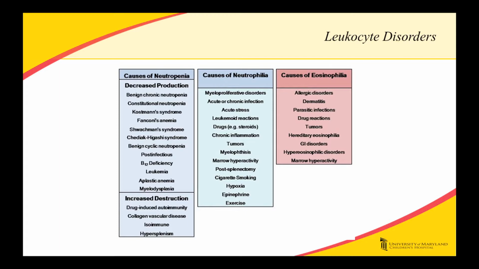And then if you have increased destruction, a drug-induced autoimmunity, collagen vascular disease, isoimmune or hypersplenism. So I'm frequently asking our NICU team to get an abdominal ultrasound and make sure they don't have hypersplenism, because that can lead to neutropenia.